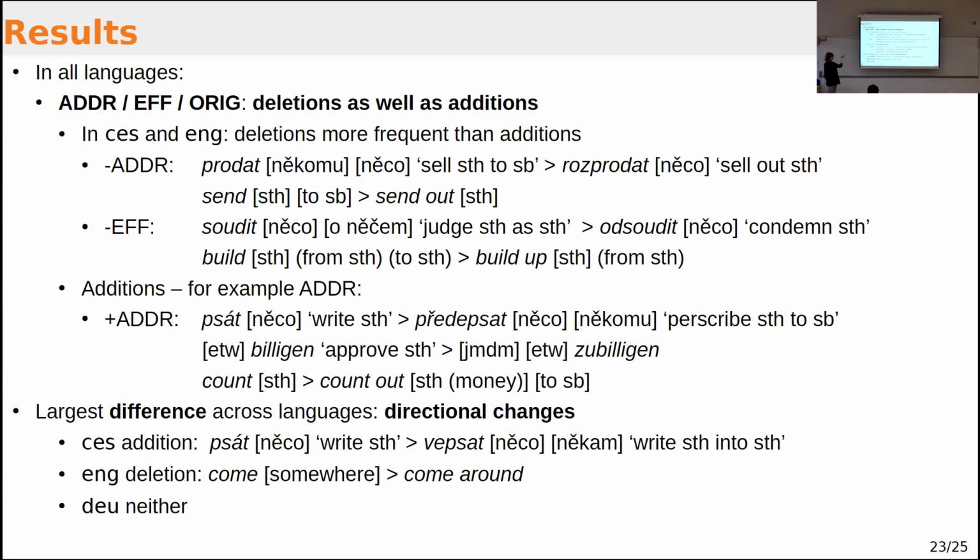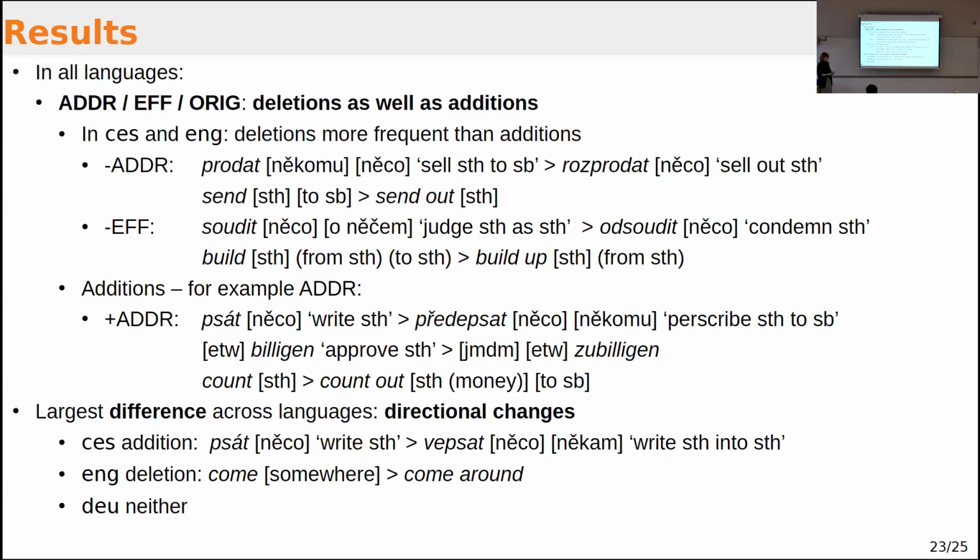They can be deletions, for example, of the addressee slot, like in prodat někomu něco versus rozprodat něco, to sell something to somebody and to sell out something. Then also cases, for example, where the affective is deleted, like soudit něco o něčem versus odsoudit něco, to judge something as something and to condemn something. But also additions were found, for example, in addressee, such as in cases like psát něco and předepsat něco někomu, to write something and to prescribe something to somebody.